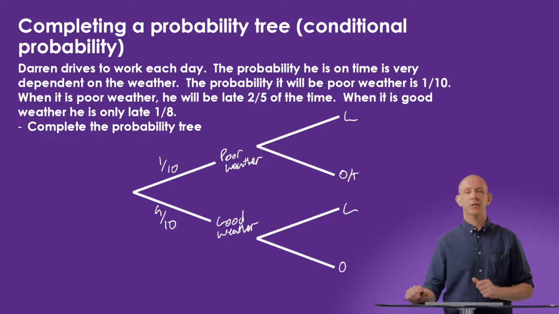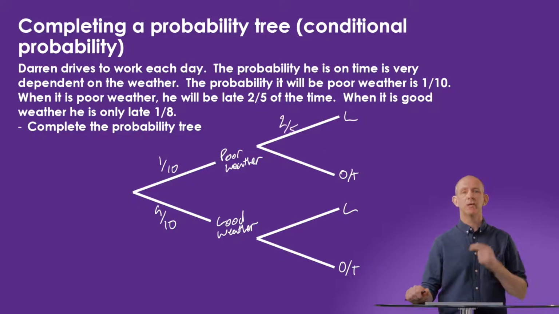We need to calculate whether he will be late in either case, so we can label these branches as either late or on time for both sets of branches. If there is poor weather, then the chance he'll be late will be 2 over 5, so the chance he'll be on time when there's bad weather will be 3 over 5. If there's good weather, the chance he'll be late is 1 over 8, so the chance he'll be on time in good weather will be 7 over 8. We've now completed the probability tree.